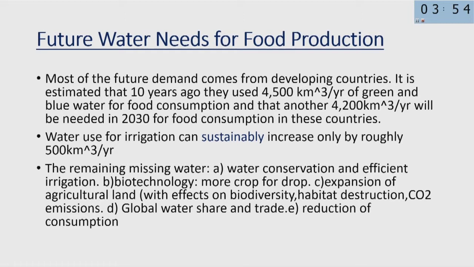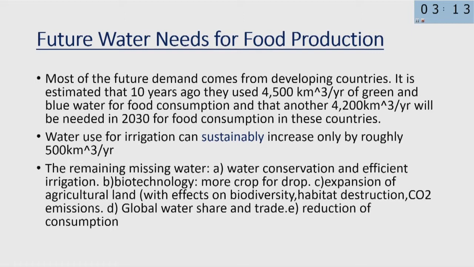The estimation is that 10 years from now, the developing countries will use 4,500 cubic kilometers per year of green and blue water for food consumption, and that another 4,200, more or less the same quantity, will be needed in 2030 for food consumption in these countries if we want to take them out of hunger. Now, water used for irrigation can sustainably increase only by roughly 500 cubic kilometers per year. There's a big difference in there, from 4,500 to 500. Where are we going to get the rest of the water?